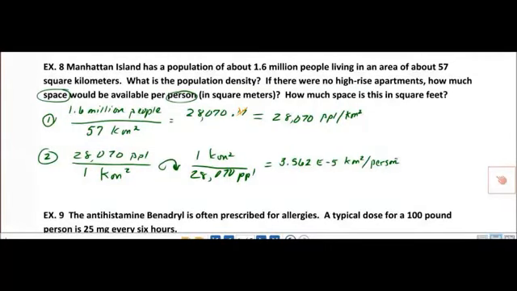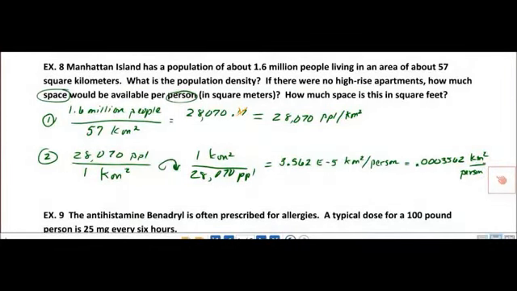Now the 3.562 with an E behind it with a -5 means I have to take the decimal that's between the 3 and the 5 and move it 5 places to the left of the 3. If I move that 5 places to the left of the 3, I'll end up with 0.0003, and then the 562, and that's square kilometers per person.